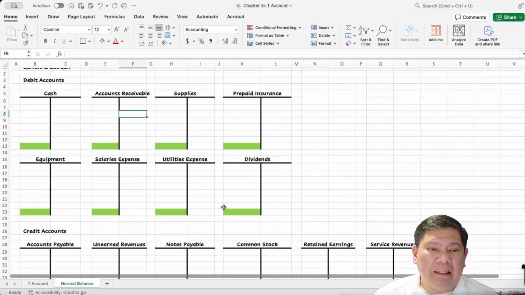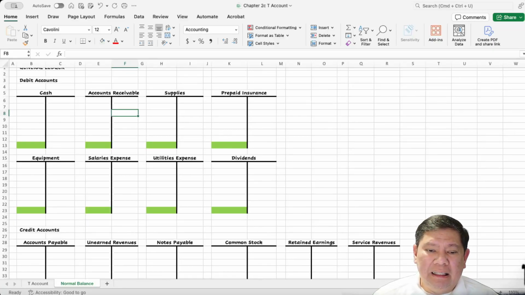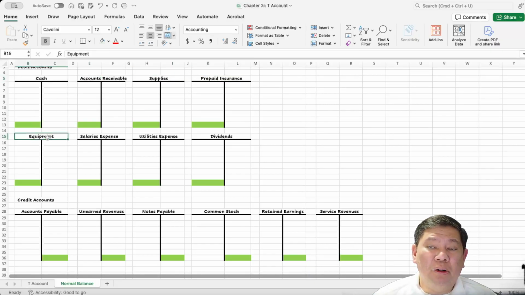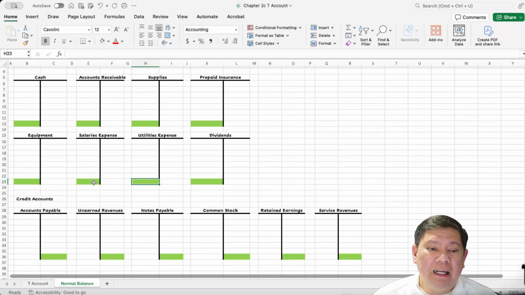So if we look at this in general, companies have these accounts. Cash, accounts receivable, supplies, prepaid insurance, and equipment are assets, so they all have debit normal balances. Salaries expense, utility expense, and other expenses have debit normal balances. Dividends have a debit normal balance. Those are the groups that are on the left side of the equation.